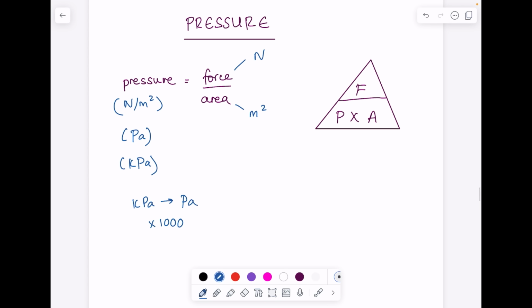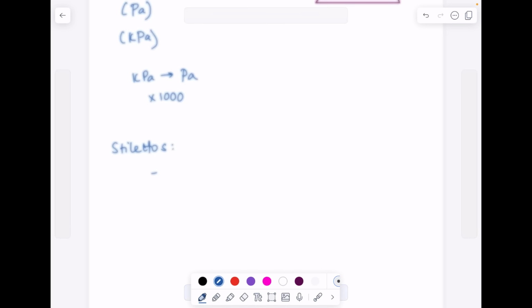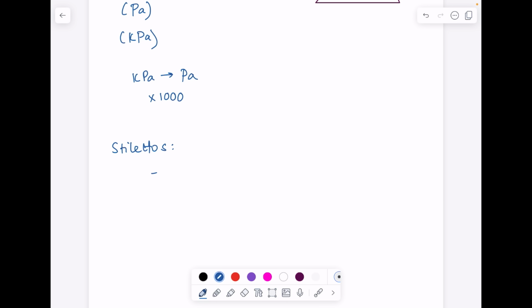Let's think about the context of pressure. So why do stiletto heels make dents in soft wooden floors? Well, if you think about it, the person's weight, their force, is bearing down over a very, very small area. So the force, remember, is their weight because that's also measured in newtons. Then you've got a very small area created by the stiletto heel. I'm not going to try and draw that because I can't draw.